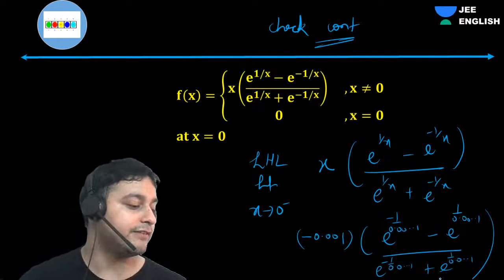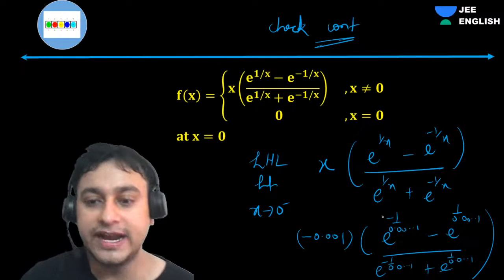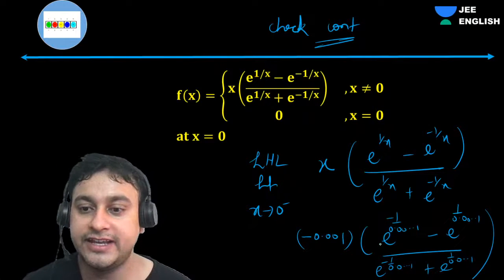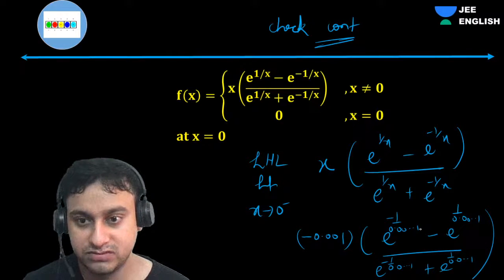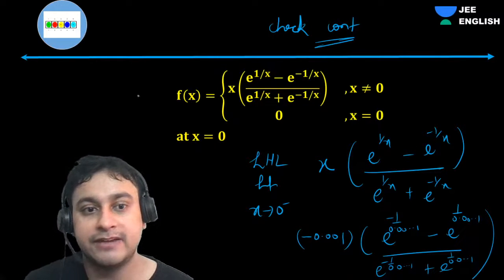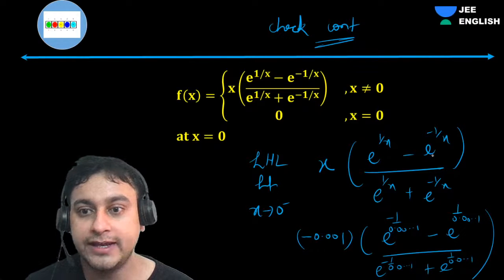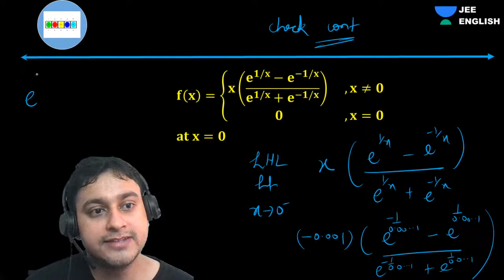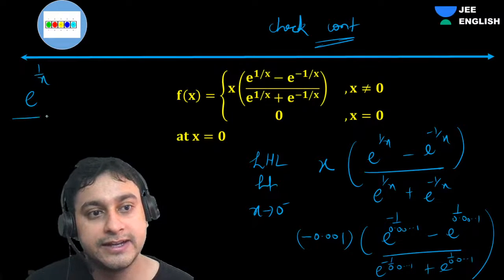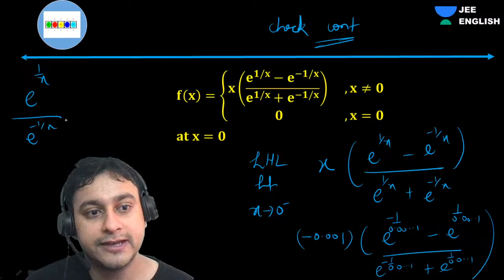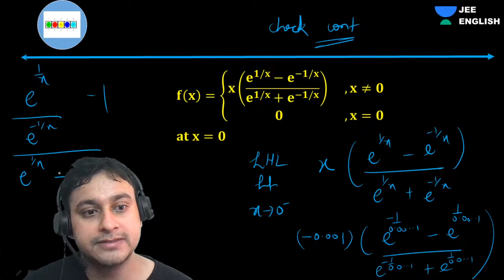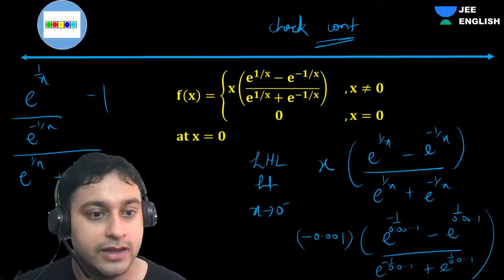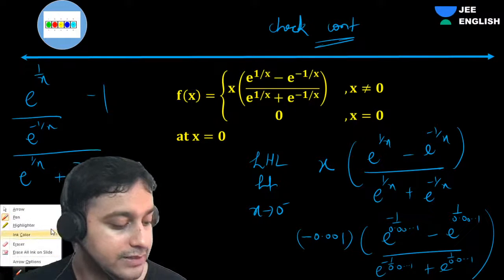Are you getting my point, everyone? So here, why did I do it? See, this is a finite quantity. Ultimately, the answer will come 0. Why? Because if you bring this down, if I divide by e power minus 1 by x, I get e power 1 by x divided by e power minus 1 by x, minus 1, upon the same thing with a plus, so this will become 1. This will become 1.